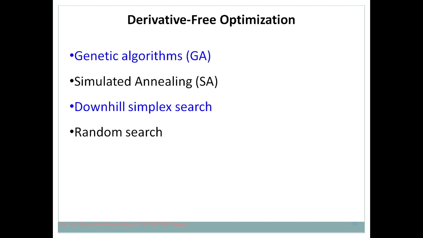Next we talk about derivative free optimization. What are the different techniques available in case of derivative free optimization, where we are doing the repetitive evaluation of the objective function again and again? Very first technique is genetic algorithm, which we already discussed in the previous videos. Simulated annealing is there, downhill simplex search is there, and random search. So these are the four techniques available in the category of derivative free optimization.